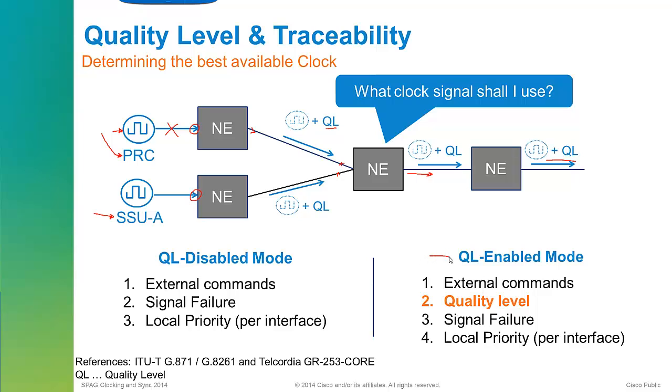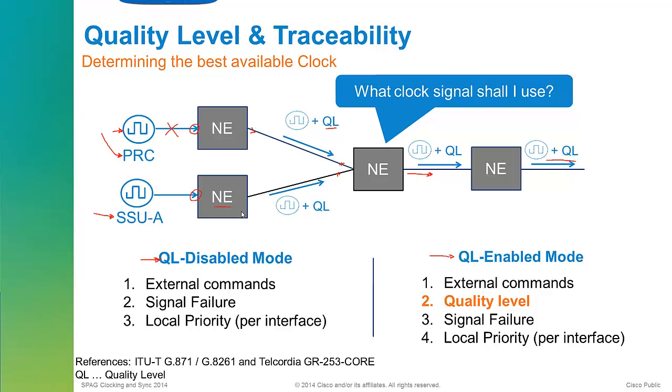But there's what's called QL enable mode, and there's QL disabled mode. And what QL disabled mode means is you don't listen to the quality levels. So you would just define, my northern router is number A, is my primary reference I want, and my backup reference is the southern router. Okay, so you just put a priority on it.